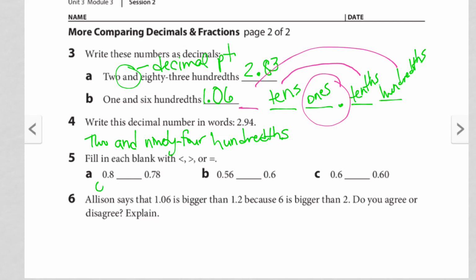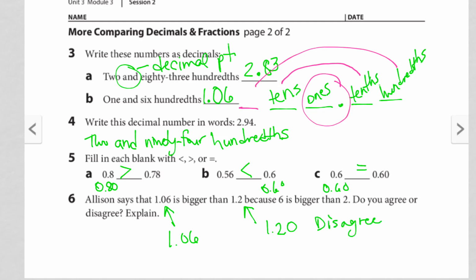Number 5, if we look at 8/10, we can remind ourselves that 8/10 is the same as 80 hundredths. That's going to really help us understand, same thing, 6/10 is the same as 60 hundredths. And here, 6/10 is the same as 60 hundredths, so we understand that they're the same. Number 6, Allison says that 1 and 6 hundredths is bigger than 1 and 2/10 because 6 is bigger than 2. Same thing. Can you tell that we're trying to get this point across? That 2/10 is really 20 hundredths. So now we're comparing 6 and we're comparing 20. Do you agree or disagree? We should say we disagree, and we can explain why.